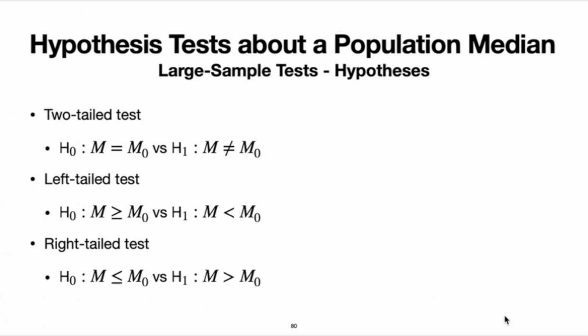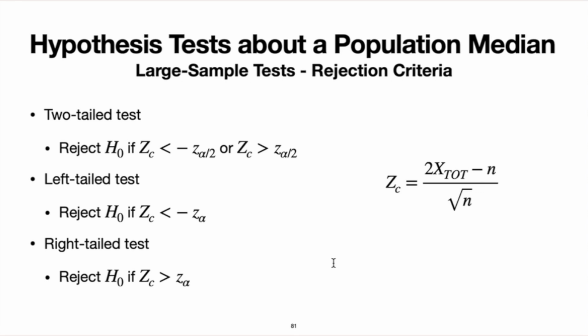So let's put this all together. I've got this information consolidated here on a few more slides. In testing hypotheses about a population median using this large sample approach, where we are approximating the sampling distribution of x tot using a normal distribution, we've got our 3 types of tests that we can perform: a two-tailed test, a left-tailed test, and a right-tailed test. For each of those 3 tests, we have our rejection criteria. For the two-tailed test, we're going to reject the null hypothesis if zcalc is either less than negative z sub alpha over 2, or greater than positive z sub alpha over 2.